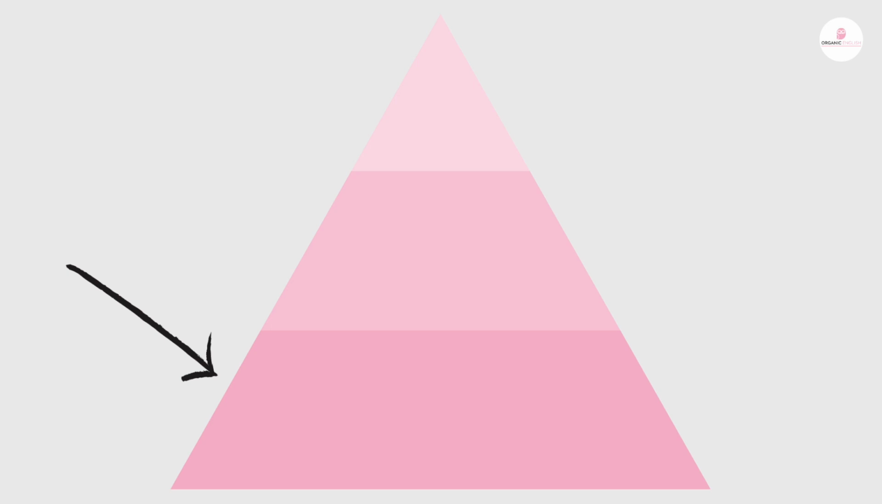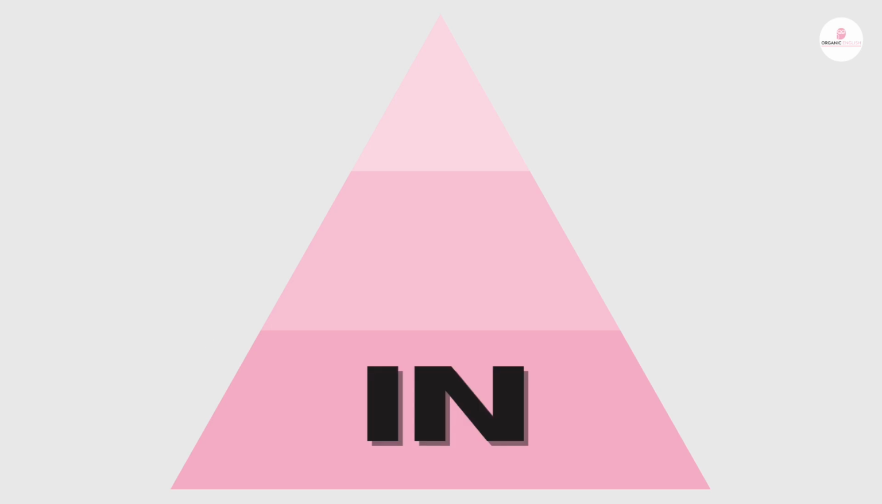Now at the bottom is the widest part of the triangle. This is in. In covers the widest, longest periods of time. In 2 weeks, in October, in 1988, in the 60s, in the 17th century. It covers weeks, months, seasons, years, decades, and centuries.